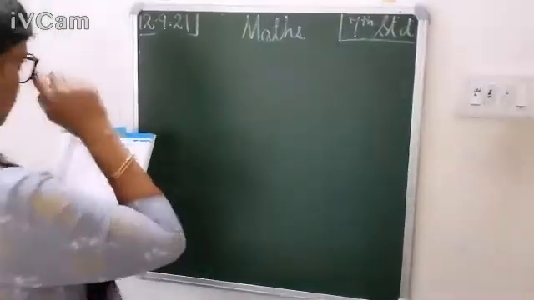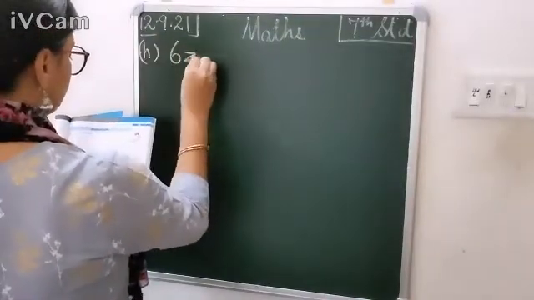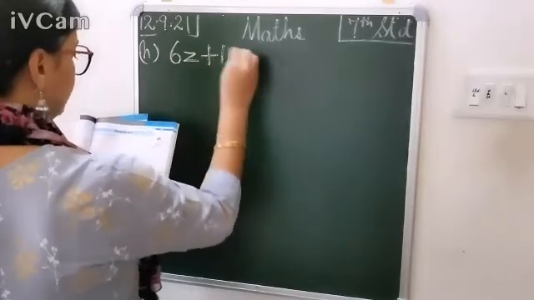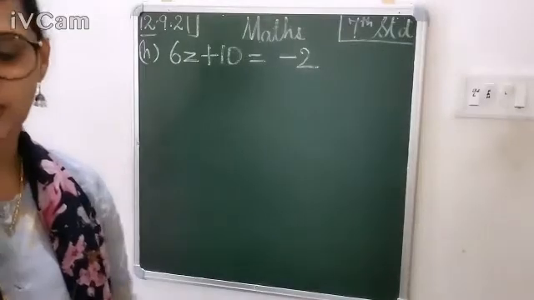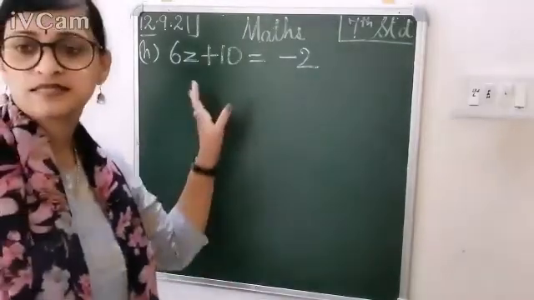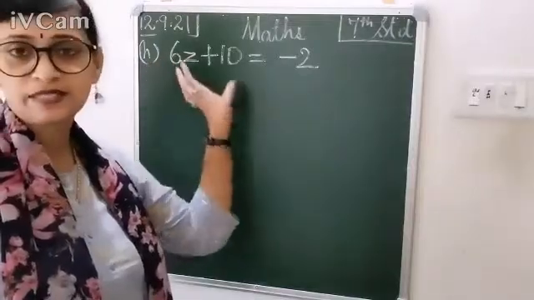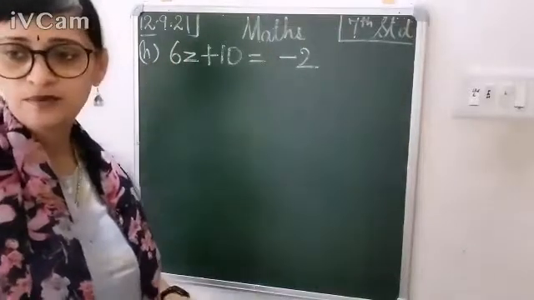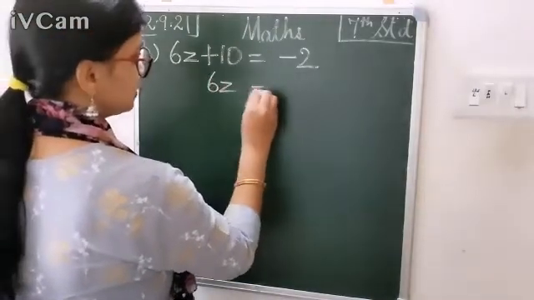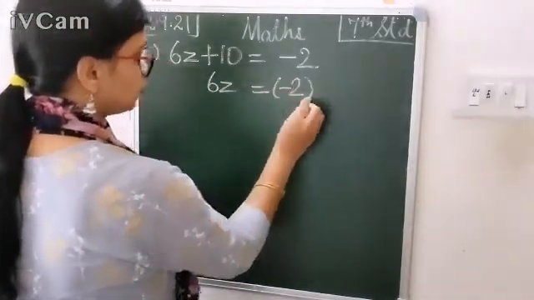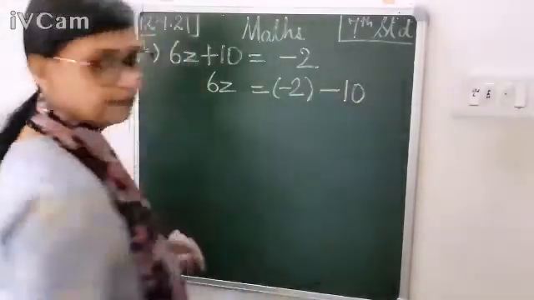Okay, next H, you have 6z + 10 = -2. So how will you do this? This is a simple one, like the way you have done the initial sum. First transpose +10 to the right hand side, it changes to -10. So first we'll transpose this. So you have 6z is equal to -2. When +10 comes to this side, it will become -10.